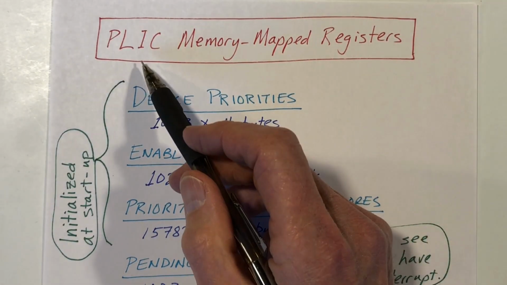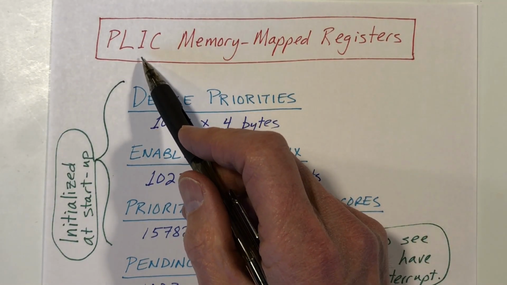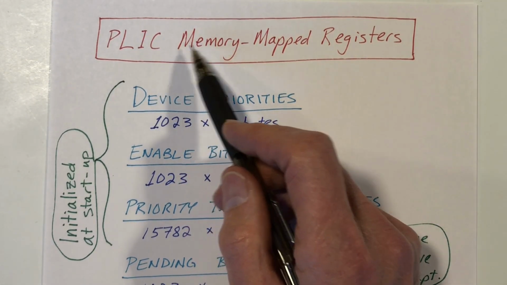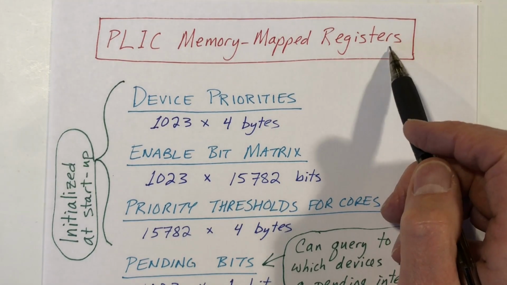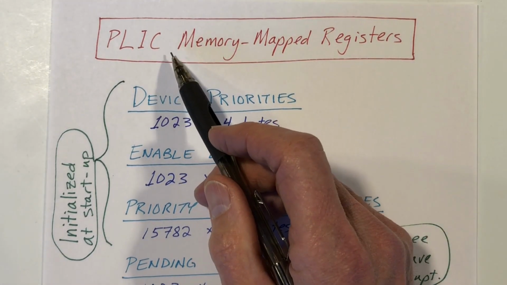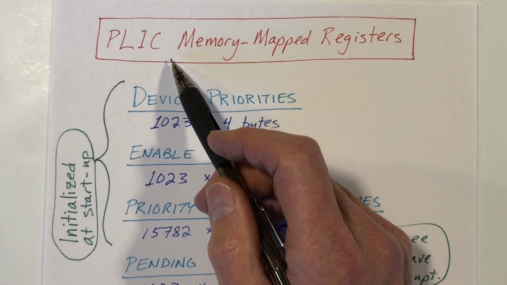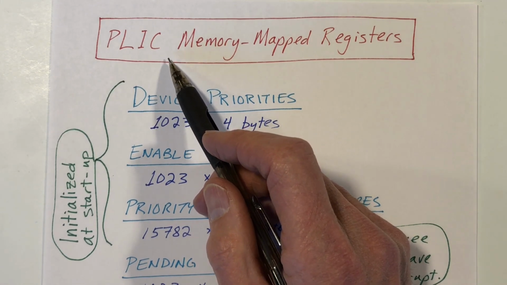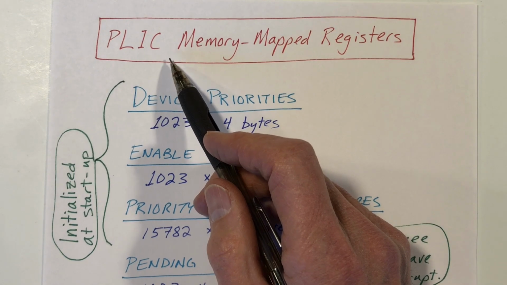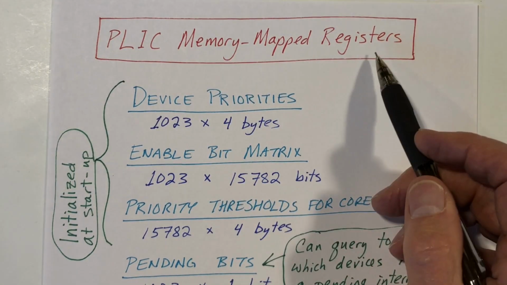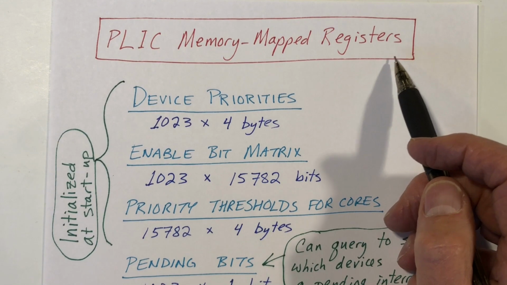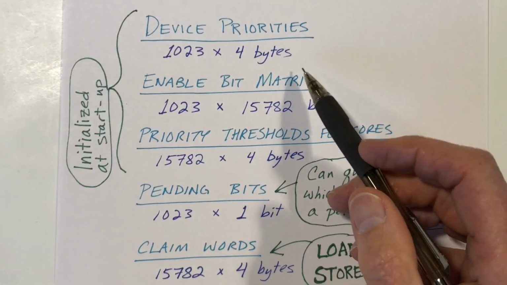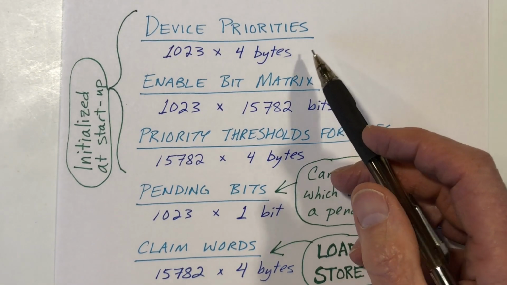Next, let's talk about how a core controls the platform level interrupt controller. It does it by reading and writing to memory mapped I/O registers. So the PLIC will occupy a number of bytes in the physical address space of the processor, and a core can do loads and stores to addresses within that range of memory, so-called memory mapped registers, to send or receive data to and from the PLIC.